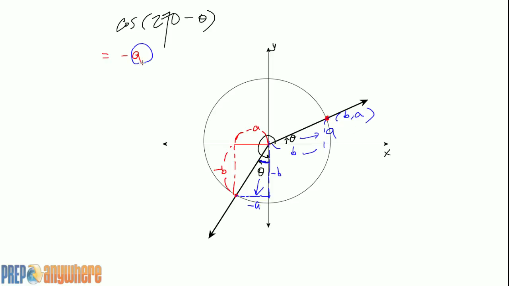So what is a? Okay, what is this in the first quadrant? What ratio is that? What's the y value? It's sine, right? So it's equal to minus sine theta.